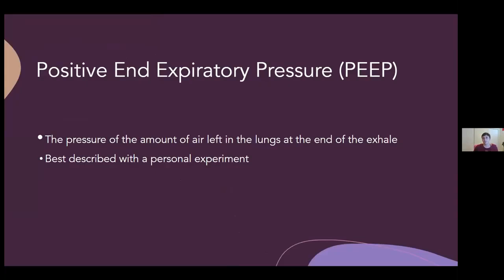And so before I talk more about mechanical ventilation, there's just a couple of little terms that I'd like to talk to you guys about. So the first one is positive end expiratory pressure, and this is abbreviated PEEP.